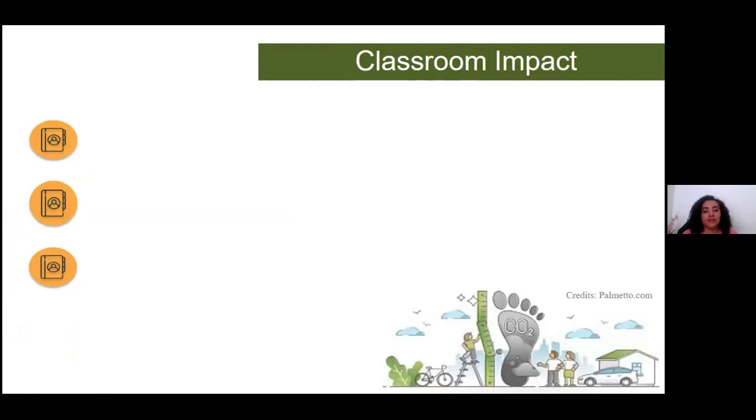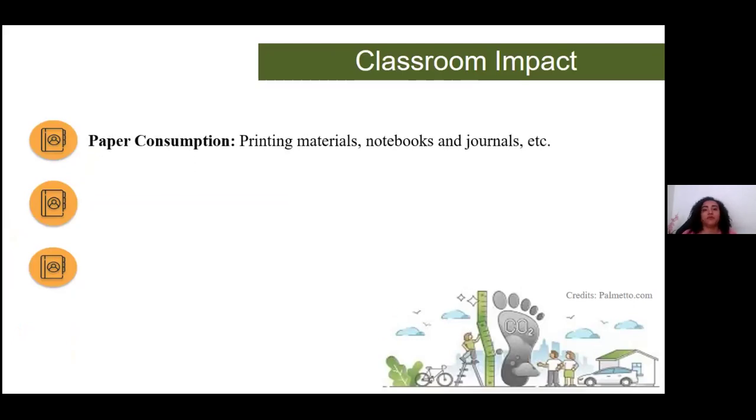All right, but now let's see the classroom impact, mostly our English language classrooms, the impact that we have throughout the different changes that I've just mentioned. For example, number one, the paper consumption. This is the excessive printing of material, worksheets, handouts that we have in our classroom. So this is one of the impacts that we are having throughout climate change.